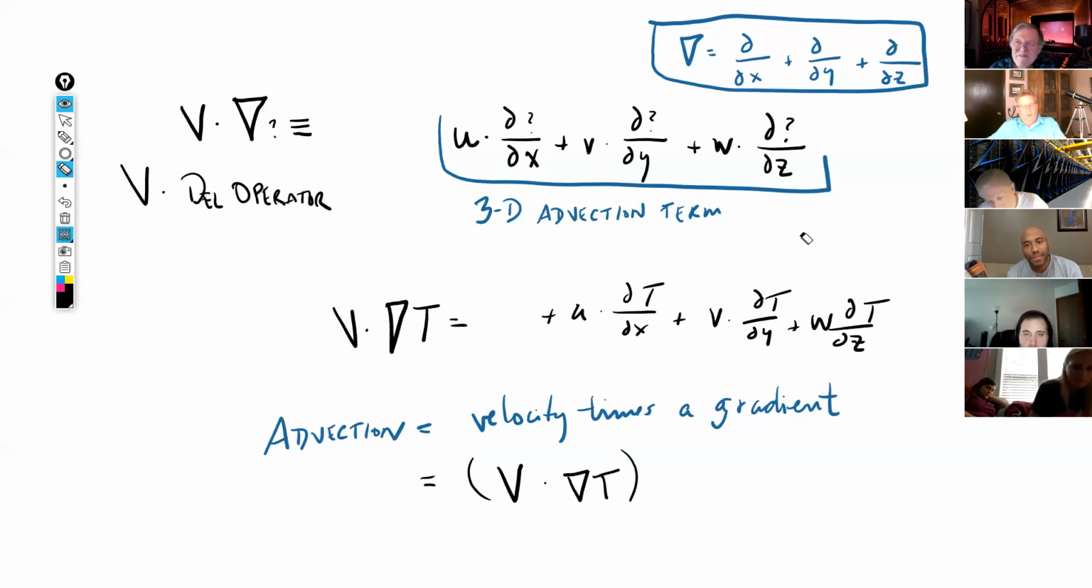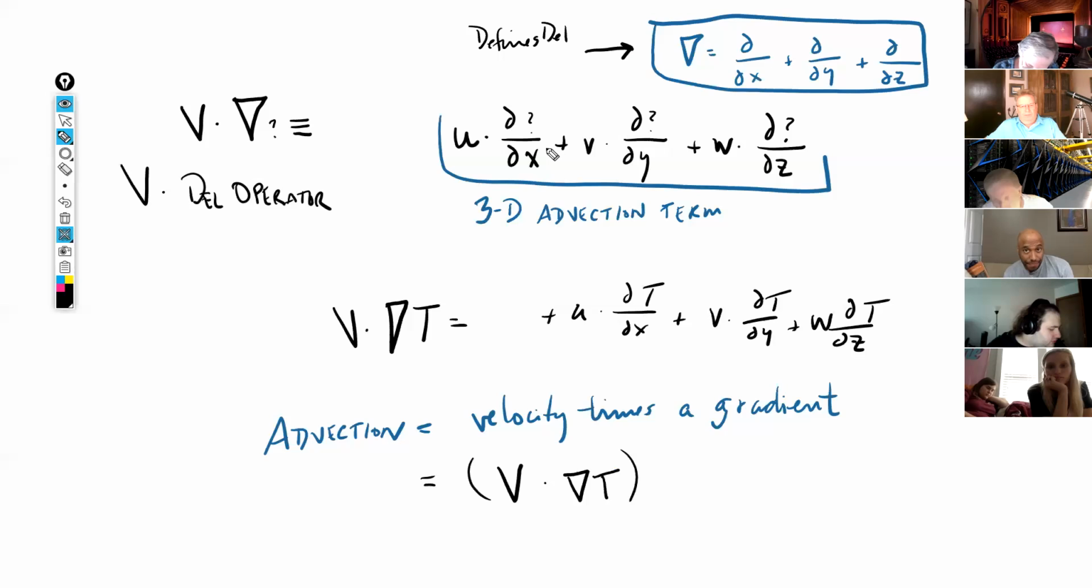Okay. What I should have done for you, and let me see if I can make this up. I should have said, this is the definition of the del operator. It defines del. When I multiply it by the velocity, I get this term. There's a reason. This is called the dot product, which we'll get into later. The advection is just this. So this is just the advection.